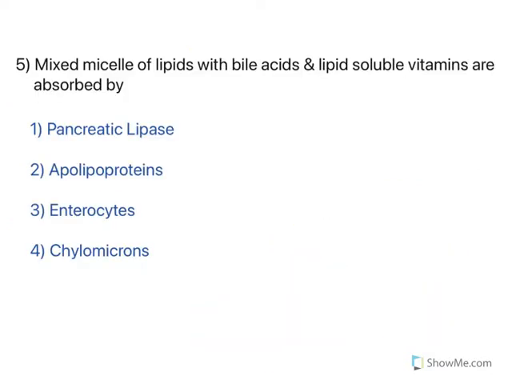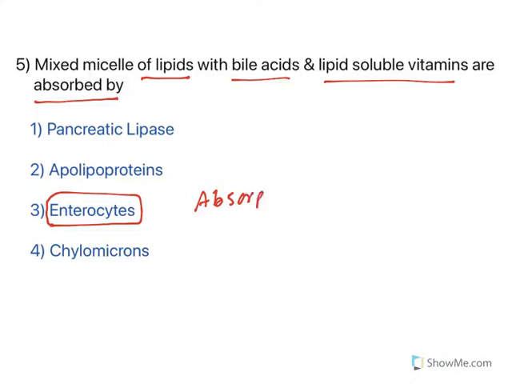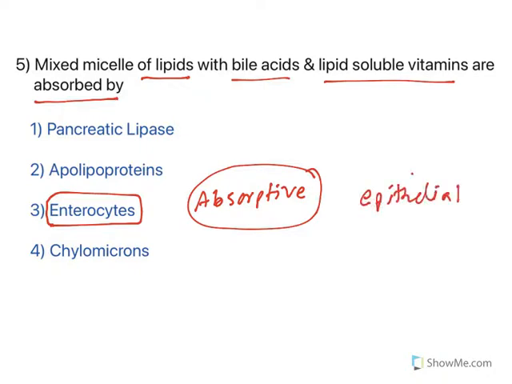Now, mixed micelles of lipids with bile acid and lipid soluble vitamins are absorbed by. So, this is an important thing. Look at this, enterocytes. Enterocytes are intestinal absorptive cells. Whatever food we take, it will be absorbed with the help of enterocytes. They are simple columnar epithelial cells. Their job is to absorb lipids, water soluble vitamins and all of them. So, the answer is this one.